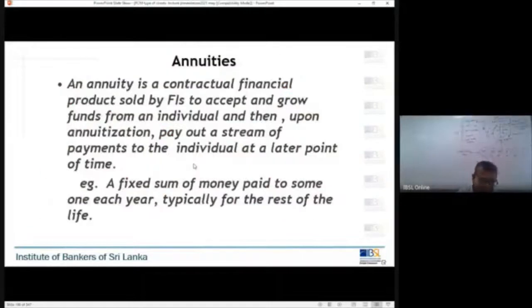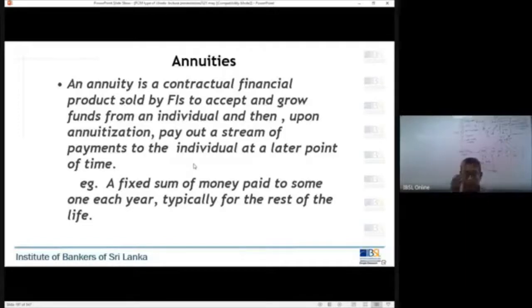Okay. Then we are moving to discuss annuities, right? So we try to finish this one anyhow, right? We discuss annuities. What do you mean by annuity? Right? Annuity is a contractual financial product sold by a financial institution to customers. What does annuity mean?